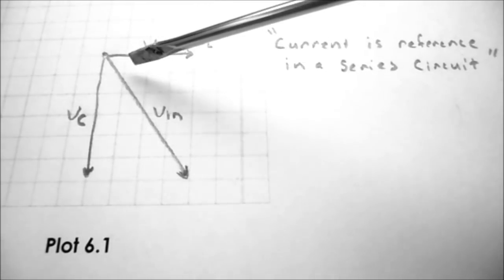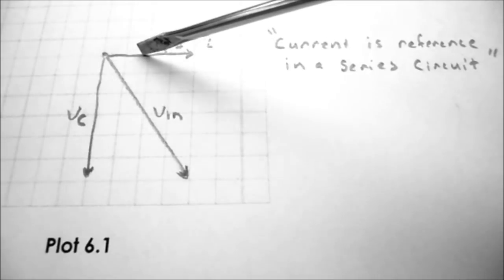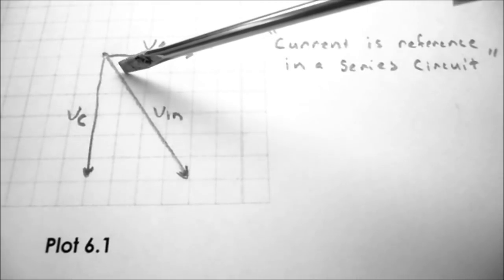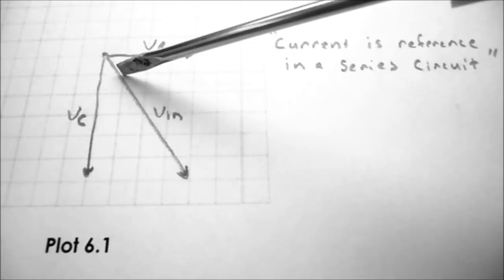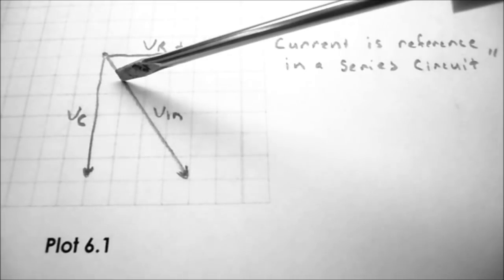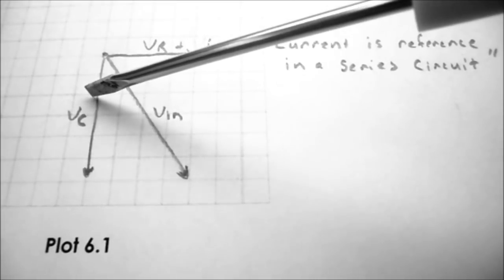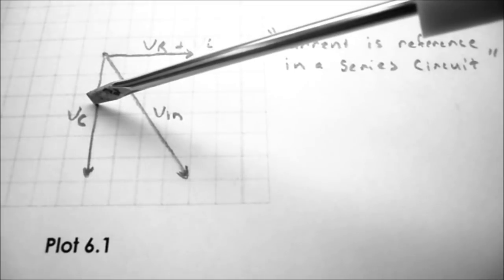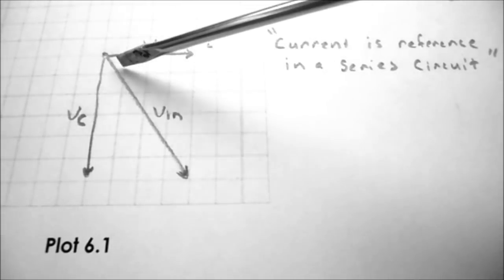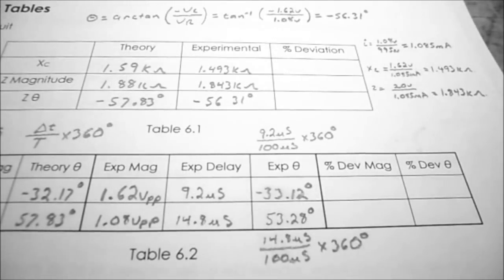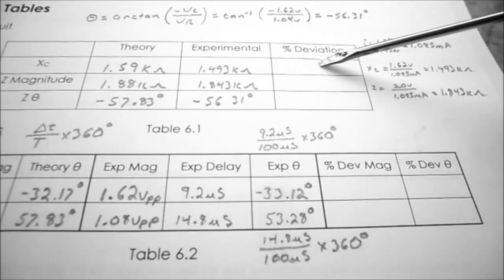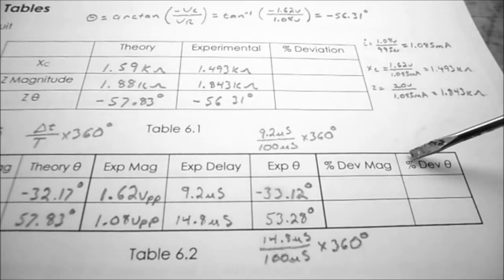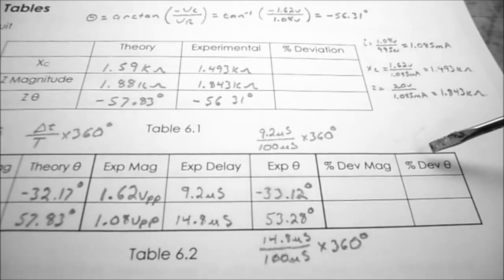The angle from Vin to VR is plus 53 degrees. The angle from Vin to VC is minus 33 degrees, and the two add up to almost 90 degrees. So I'm going to leave it up to you to calculate all the deviations for table 6.1 and 6.2.